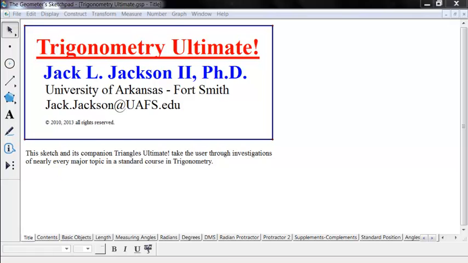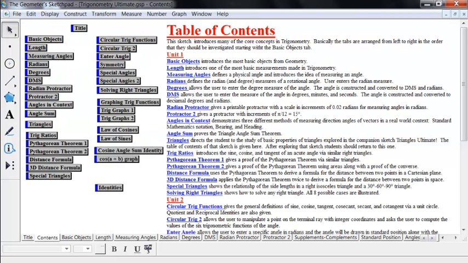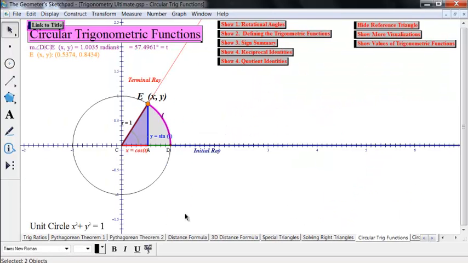Today we're going to start Unit 2 in our trigonometry course, and we're going to be using my sketch Trigonometry Ultimate for this lecture, as I often do for these lectures. It's a pretty robust resource here. And starting here with Unit 2, we're going to start with the tab on circular trigonometric functions.